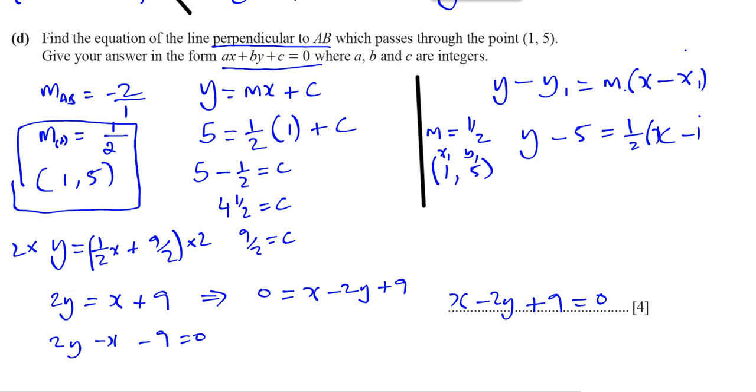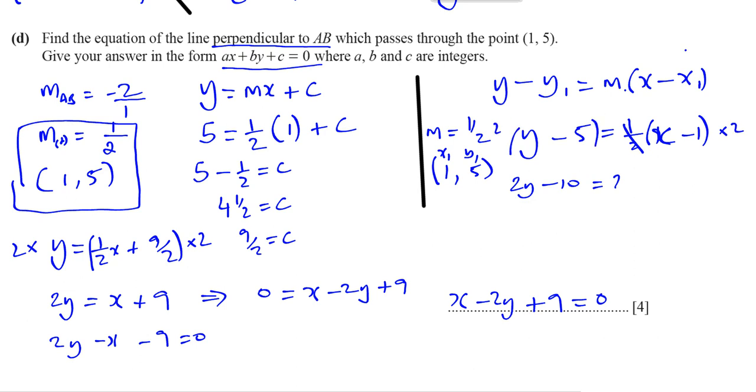Now, the good thing about this is you have a fraction here, so you can just multiply both sides by the denominator straight away. So I'll multiply both sides by 2. If I multiply the left side by 2, I'll have 2y minus 10. Don't forget to multiply both of them by the 2. On this side, if I multiply by 2, the half cancels out, so you're left with x minus 1.